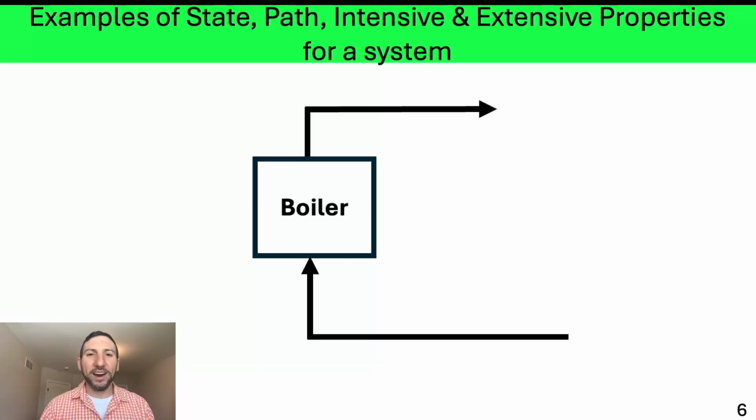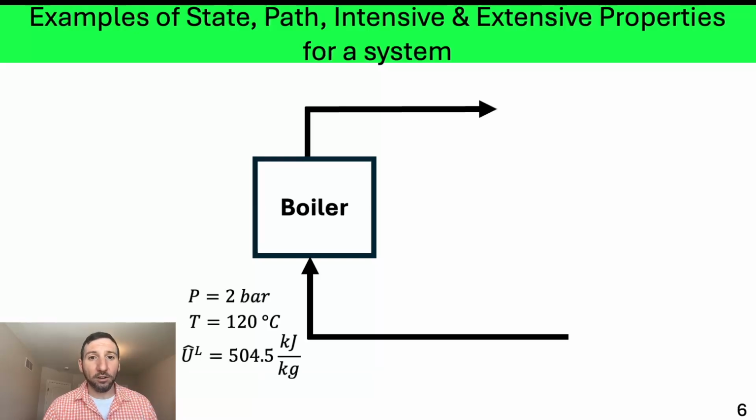So looking at it, we've got liquid coming in, and we've got some properties with our liquid. We know that the pressure is 2 bar, it's 120 degrees Celsius for the temperature, and we have a specific internal energy for the liquid, and we're going to say that this is a saturated liquid. So we put a little bit more energy in, and our liquid is going to start vaporizing. Now, if we think about this, pressure, temperature, and specific internal energy, none of those require us to know the mass or any other property of our system. These are all independent of anything else, and therefore these are all intensive properties for my system.